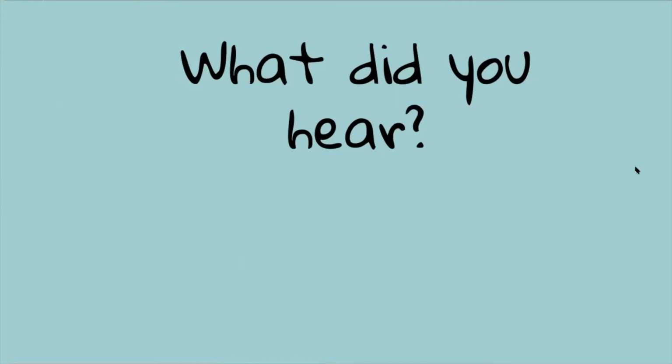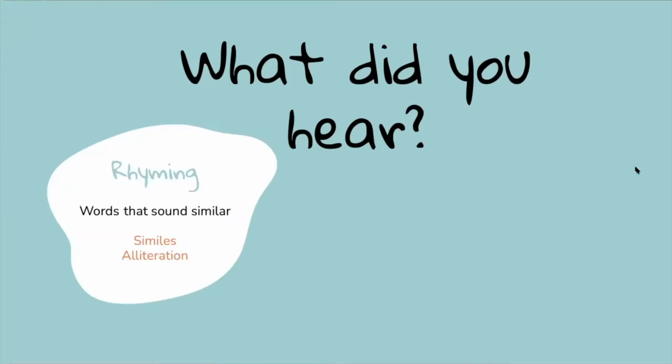Like any poem, you should have heard that there is a lot of rhyming, or words that sound similar to each other. This leads us into elements of figurative language like similes and alliteration. A simile is to compare an object to another object. Alliteration is the use of similar sounds or letters in a sentence. I will cover more of this in just a little bit.